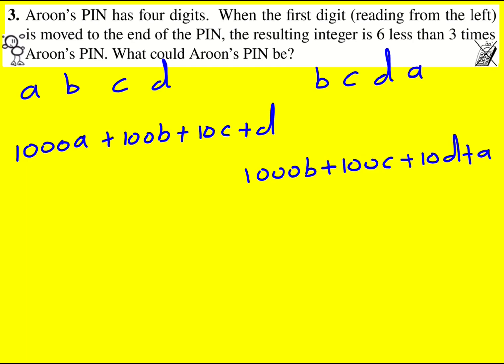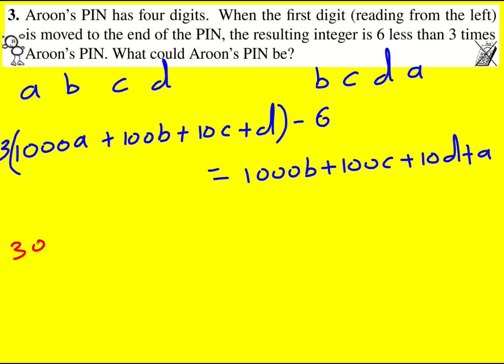But they're not equal yet, and this is where you've got to be really careful. The resulting integer, this one here, is 6 less than 3 times Arun's pin. So I actually need to times Arun's pin by 3. That gives me something that is 3 times Arun's pin, but actually it's 6 less than that, so I put a minus 6 here. So I can set these equal to one another. I've created an equation. Remember, we know that A, B, C, D are all digits. They're not necessarily different, but they're all going to be between 0 and 9.